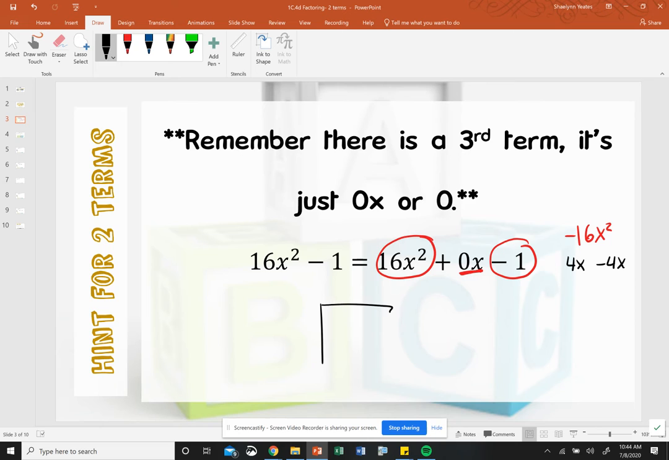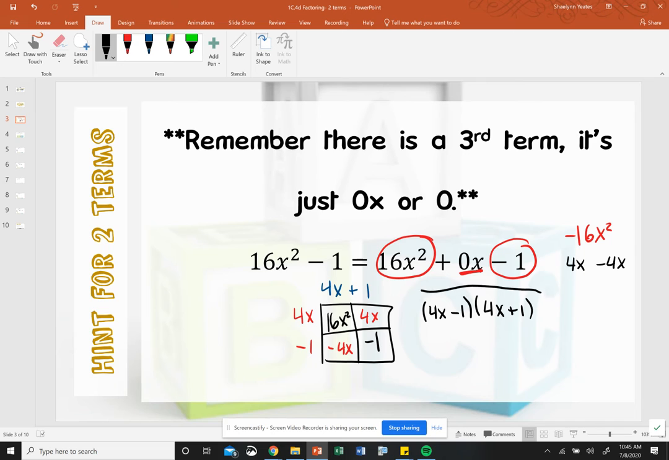So using my box, I have my 16x squared here, my negative 1 here. I have a 4x and a negative 4x. On the bottom, I pull out my negative 1. On the top, I pull out a positive 4x. In the top column, I pull out a positive 4x. 4x times 4x is 16x squared. I know I've done something right, at least so far. Then in this one, because the first number is positive, I have to pull out a positive 1. So I end up getting 4x minus 1, 4x plus 1. That's kind of cool.